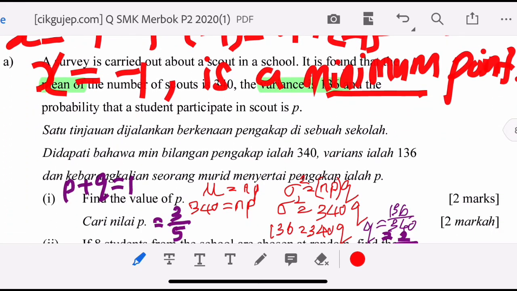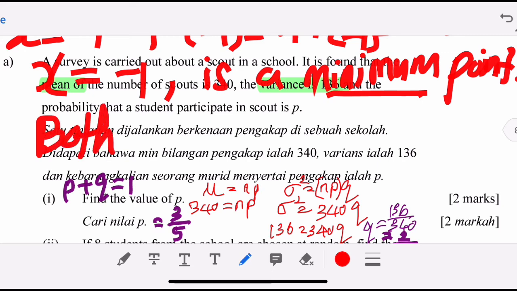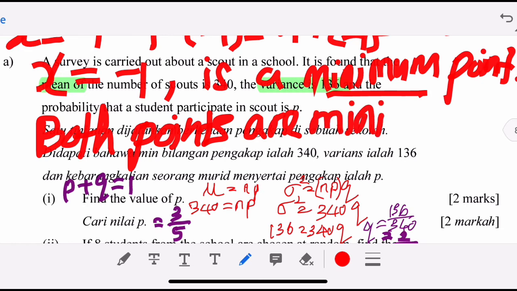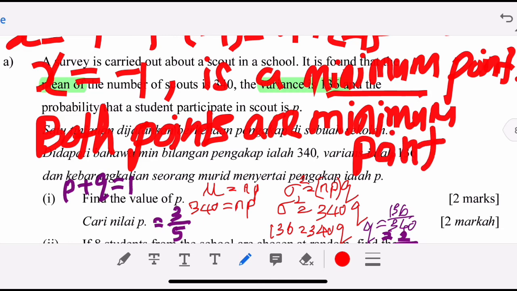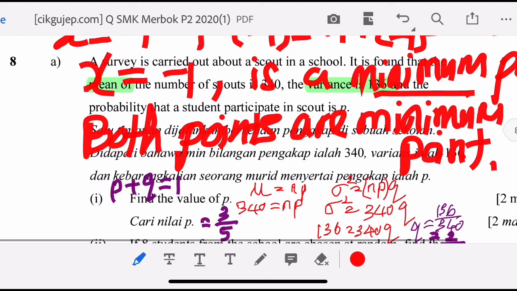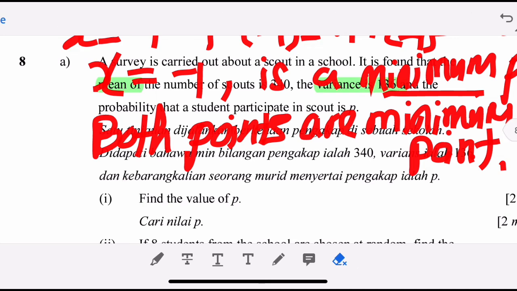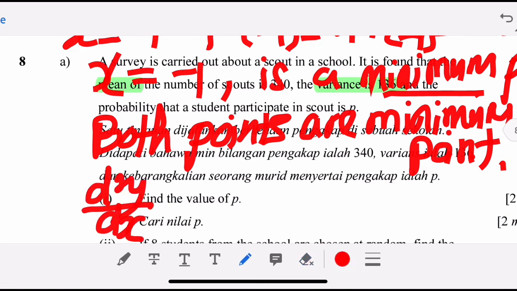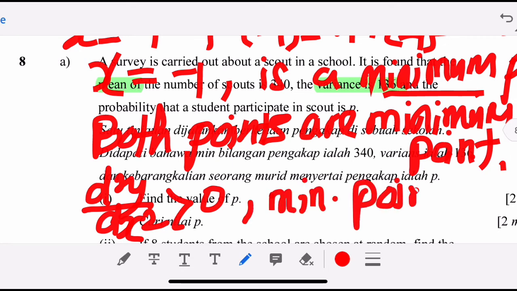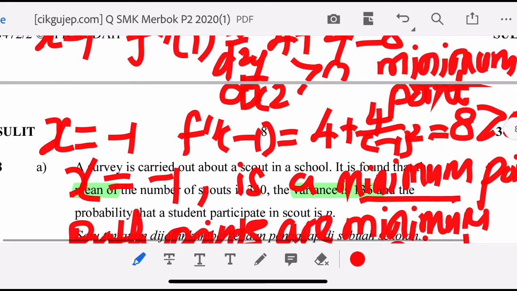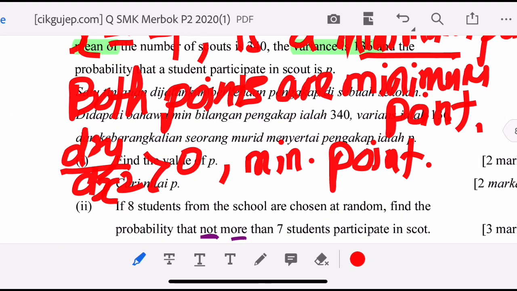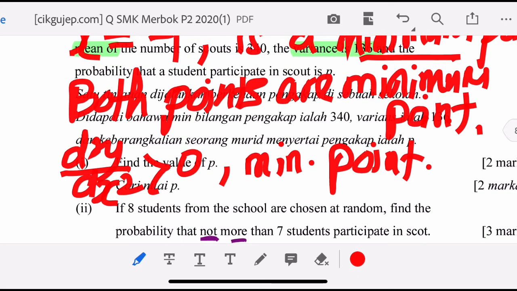So that means both points are minimum points. Okay, understand? So you do the second derivative. If it is positive, that means it will be a minimum point, d2y dx squared more than 0. So the conclusion is minimum point. Alright, so we have proved it is a minimum point because we found the value of d2y dx squared. Both points have a positive value of the second derivative.